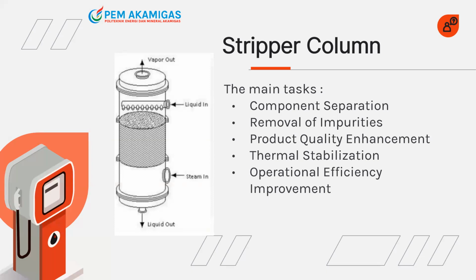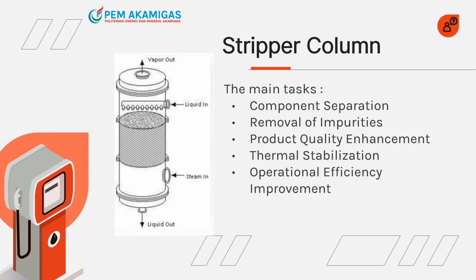The first function is component separation. It is responsible for separating the components of crude oil based on their different boiling points. The stripping process involves the use of steam to vaporize the lighter components, allowing for efficient separation between different fractions. And number two is removal of impurities. The stripper column also plays a role in removing impurities or compounds that are bound within the oil. By using steam, these impurities can be vaporized and separated from the main products.